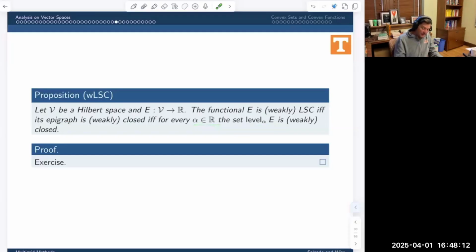Now you can go back and put the weakly in there. So it's weakly lower semi-continuous if and only if the epigraph is weakly closed, and if and only if for every alpha in R, the sublevel set level alpha E is weakly closed. Okay, so that's left as an exercise. It's basically just juggling definitions.